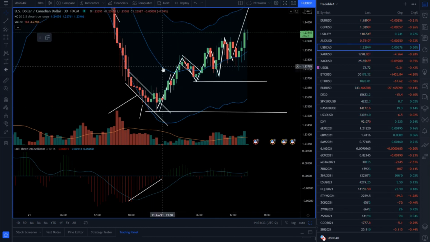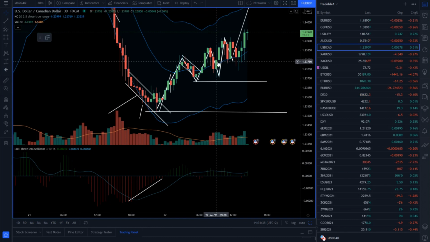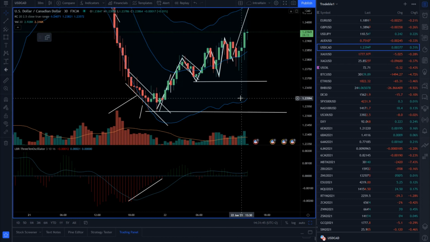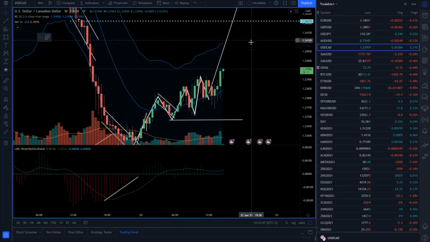After that, during the Asia session and the early Europe session, we got two higher highs and two higher lows. So based on the 30-minute time frame, we started the upside trend, which is a very good confirmation that we can see a bigger rally.